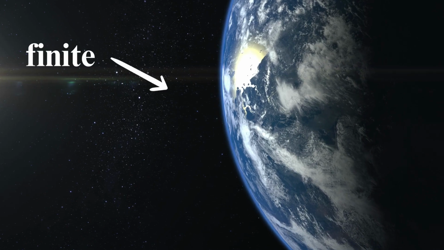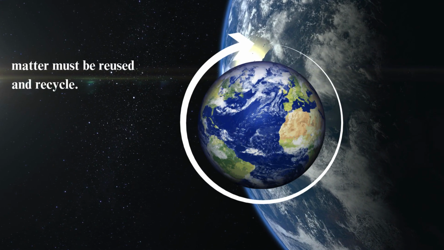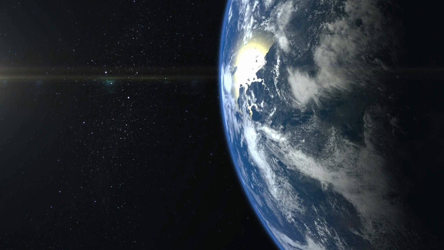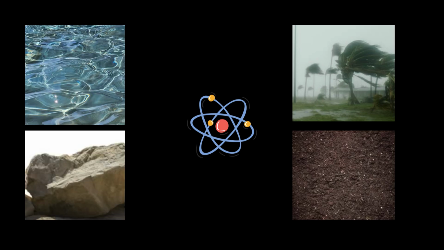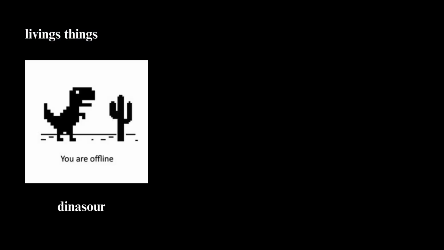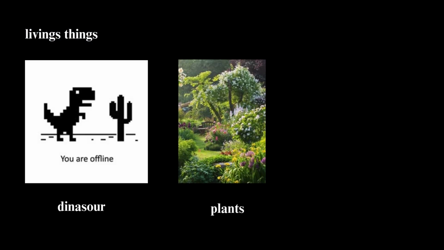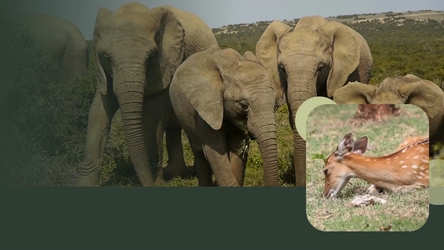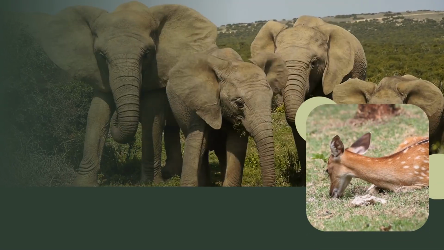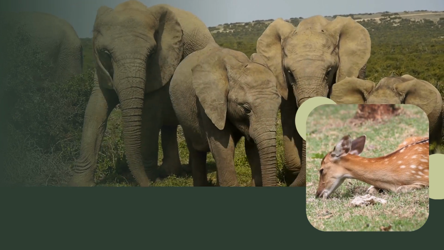Because the Earth is finite, matter has to be reused and recycled over and over again. So the atoms that are in you were once in the air, in soil, in water, in the rocks. These atoms had also been used by countless other living things, from dinosaurs to plants to us humans. And after they leave you, they will become part of other living things or of the environment.